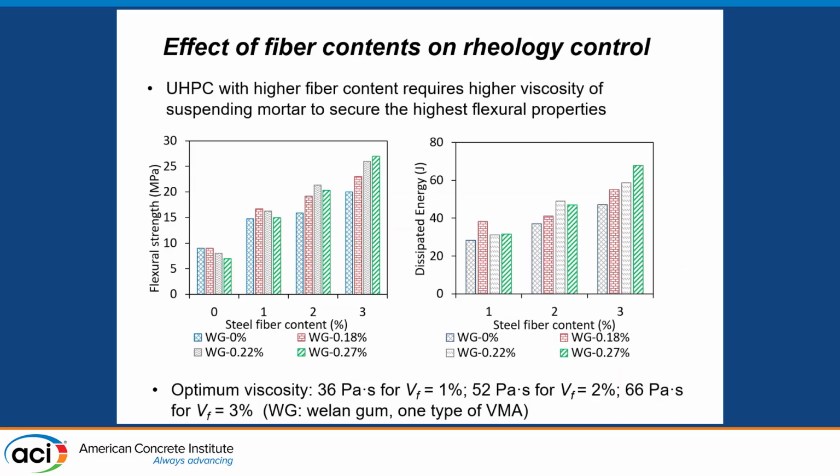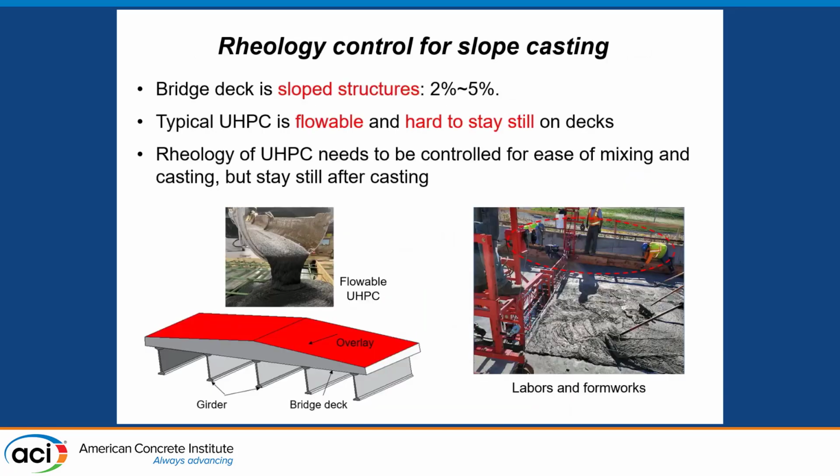We also investigated the effect of fiber content on the optimum viscosity, or the rheology control. We found that UHPC with higher fiber content requires a higher optimum viscosity of the suspending mortar to secure the highest flexural property. Here we give recommendations for the optimum viscosity for different fiber contents. So you can always correlate to it and use the V-funnel to control it. That is one application of rheology.